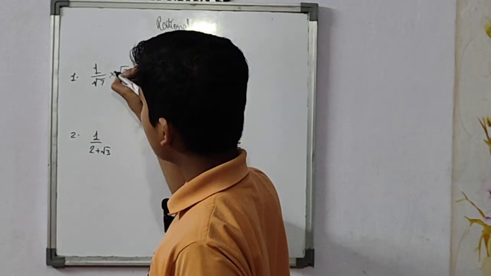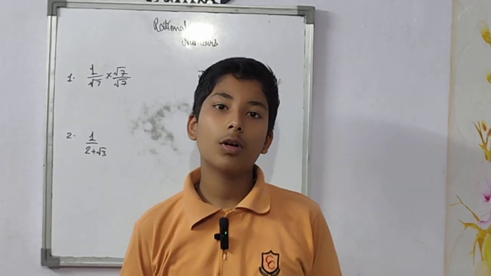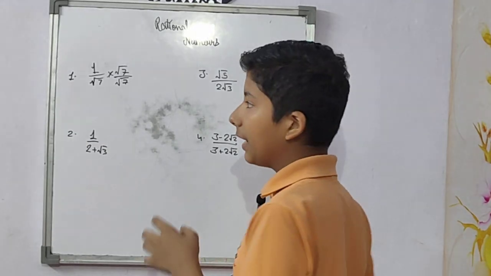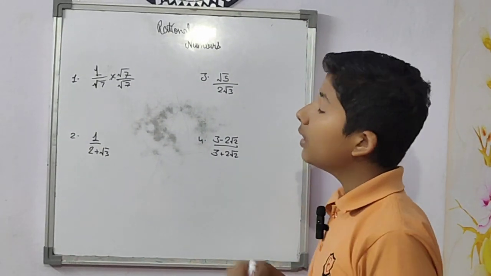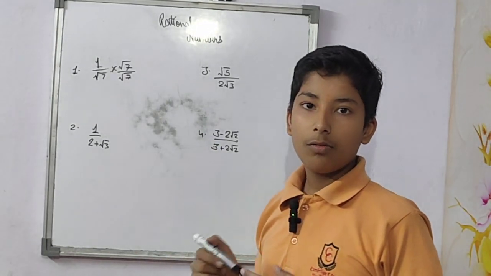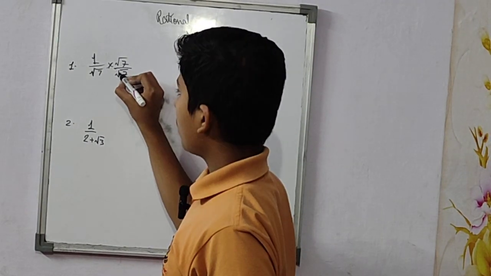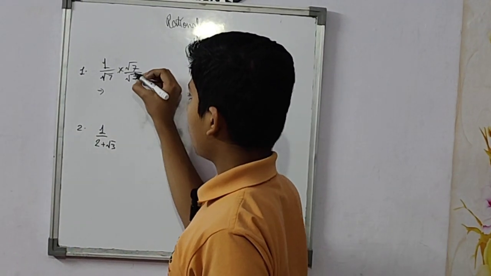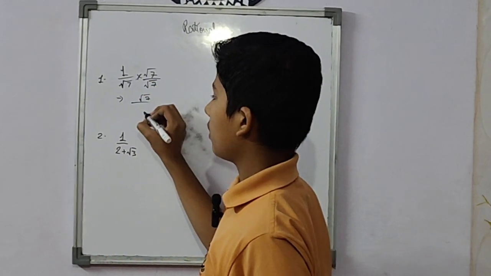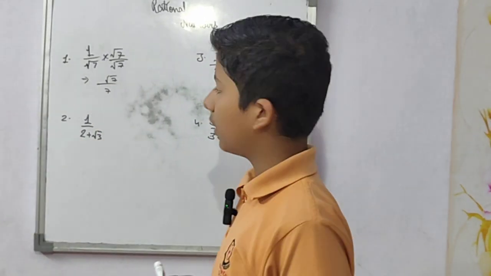Why am I multiplying both of these? Because you know that we cannot multiply any number or it will change its value, but you can see these both can be cut, and it will become 1, and 1 by root 7 multiplied by 1 will be just 1 by root 7 only. So we multiply root 7 into root 7. 1 into root 7 will be root 7 as it is, upon root 7 into root 7, which will be 7. So the answer will be root 7 upon 7.